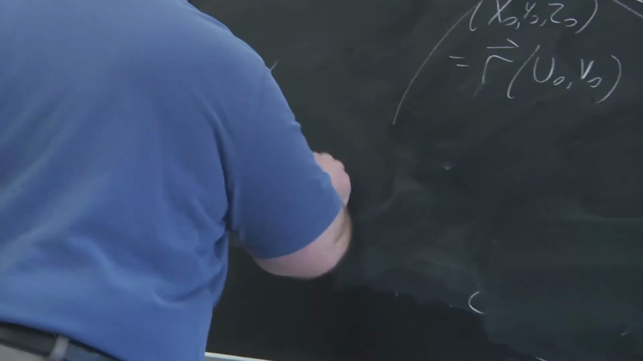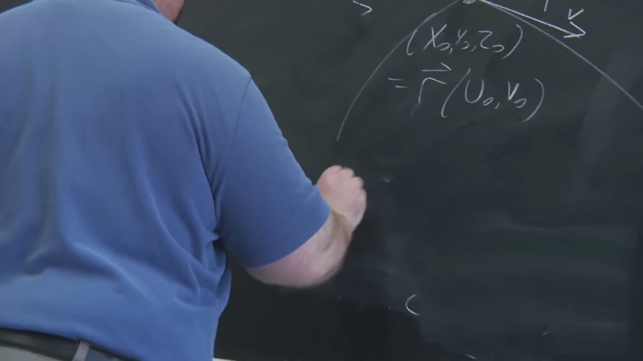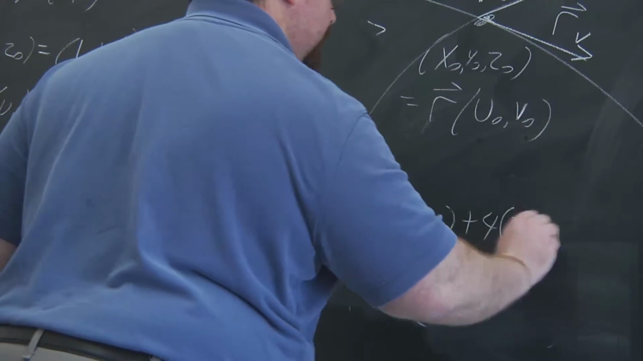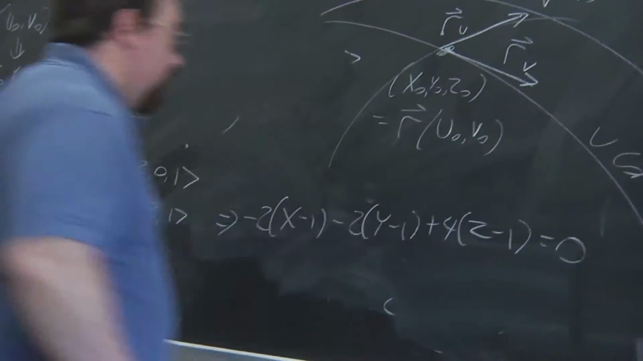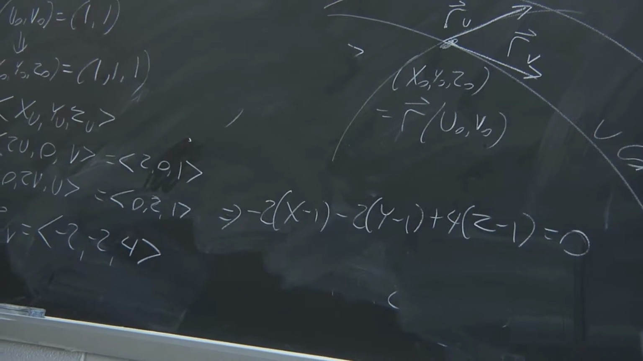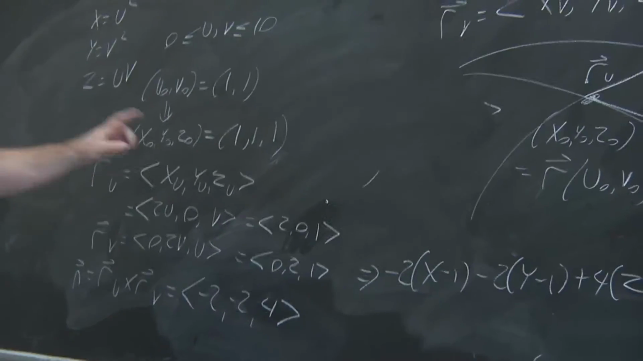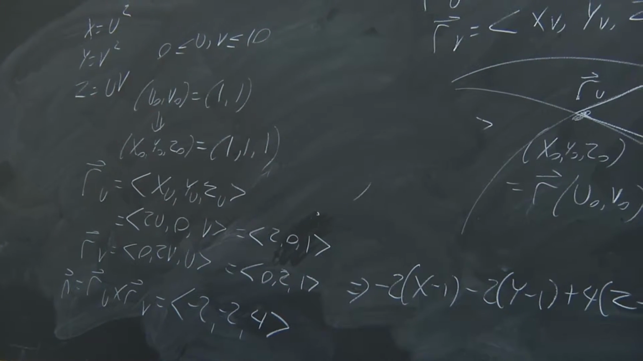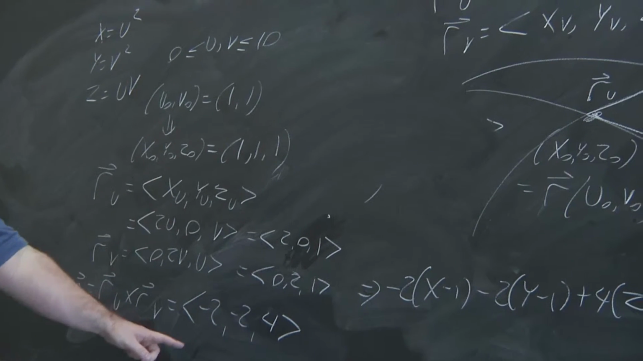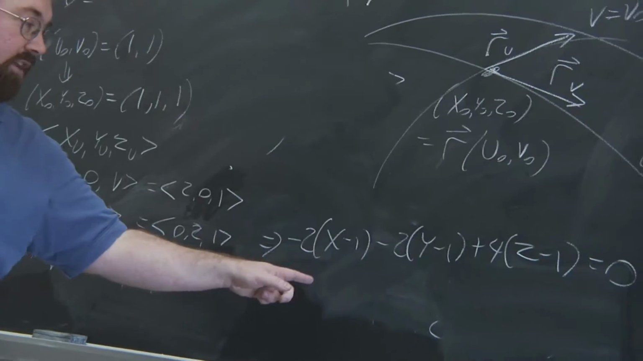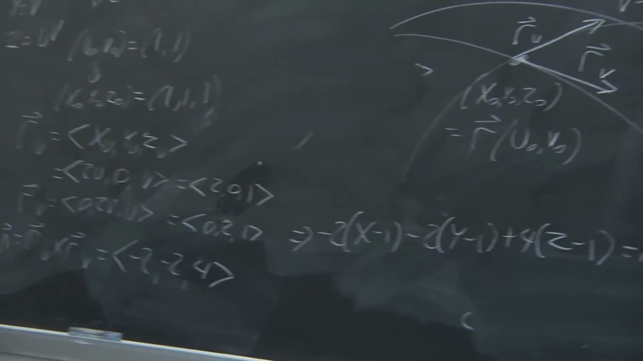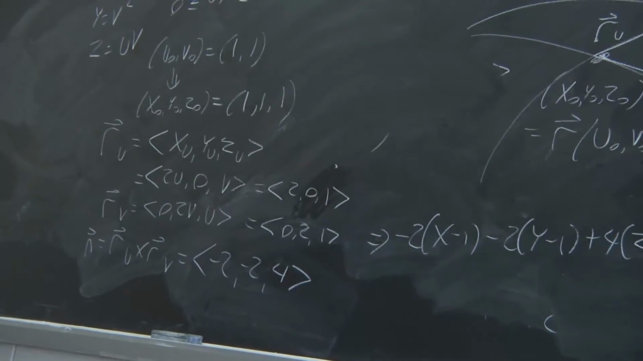...to be minus 2x minus 1 minus 2y minus 1 plus 4z minus 1 is equal to 0. So partial derivatives, primary equations, evaluate at the point, the u and v values at that point. Cross product to get the normal. Then dot product of x, y, and z minus the coordinates of that point. And there's your equation.